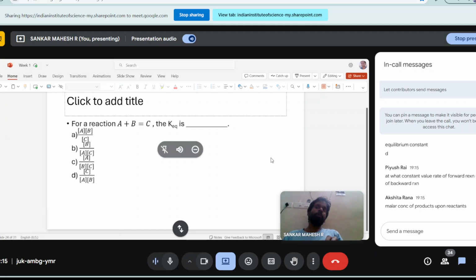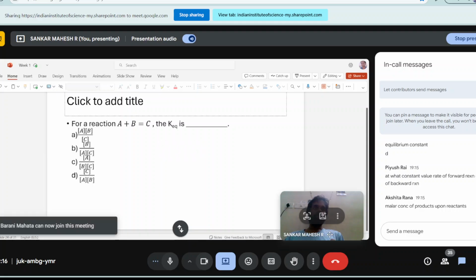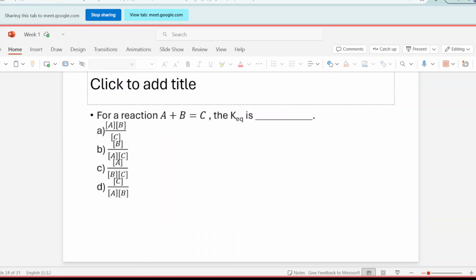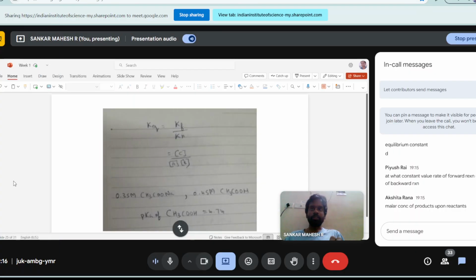So K equilibrium measures how fast is the forward reaction and how fast is the reverse reaction. It just tells you the rate at which the forward reaction happens compared to the rate at which the reverse reaction happens. Which is why you have K forward and K reverse, and this is how it is being represented. I'll come to the next question. That's what is given below.